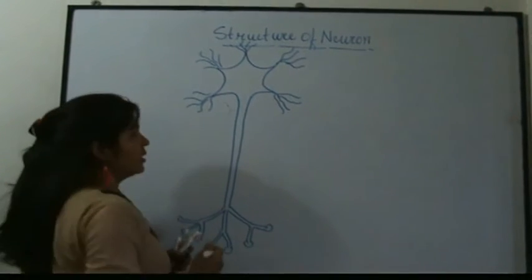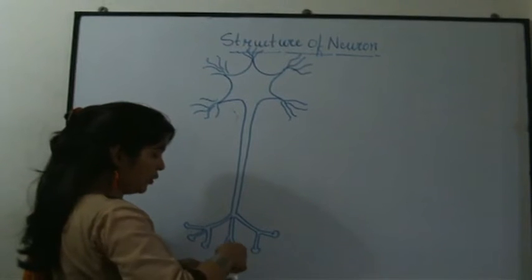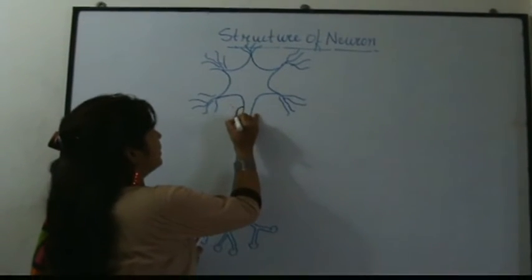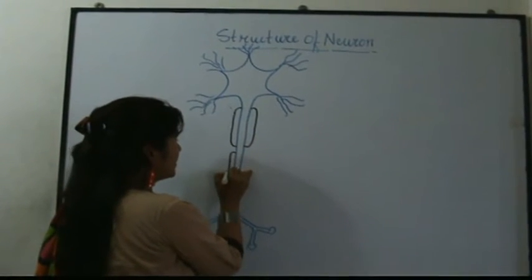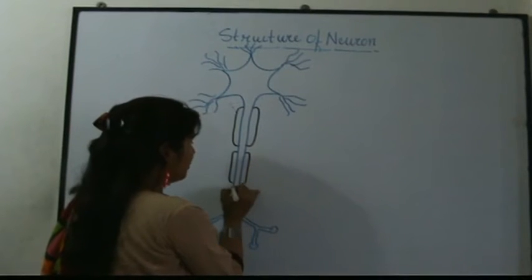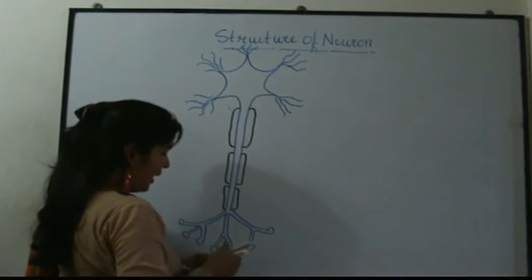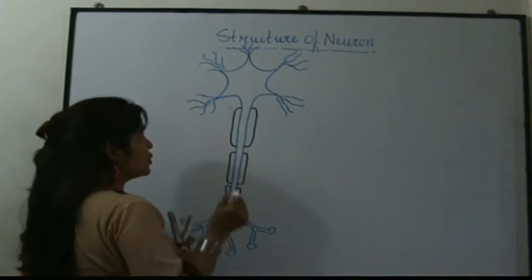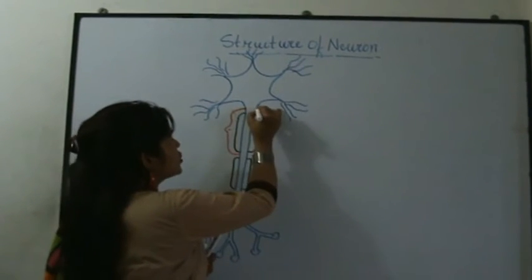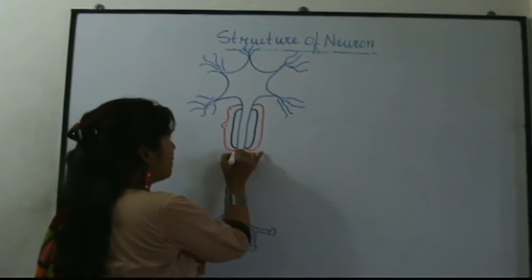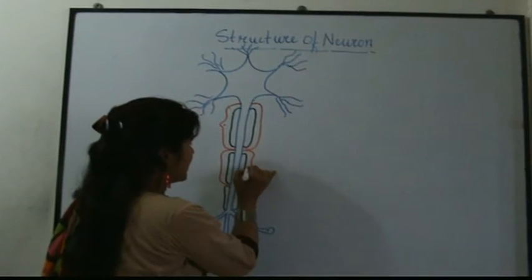Now when the axon of the neuron is covered with a fatty sheath, I'll do it in black, then such a neuron is known as myelinated neuron or medullated neuron. This is the myelin sheath and this myelin sheath is produced by Schwann cells. So these are the Schwann cells which produce myelin sheath. The one in red are the Schwann cells.